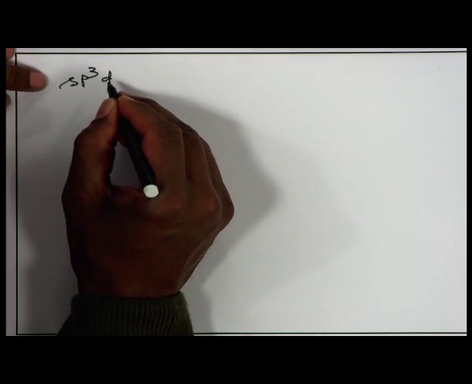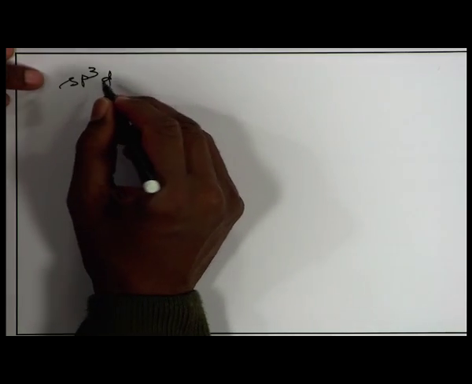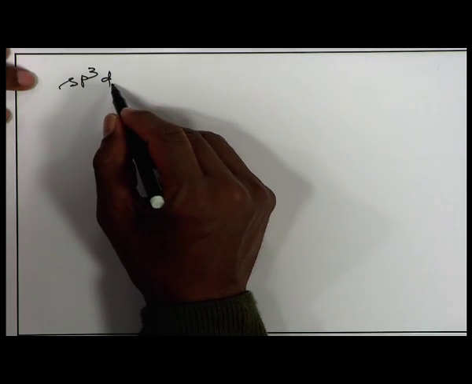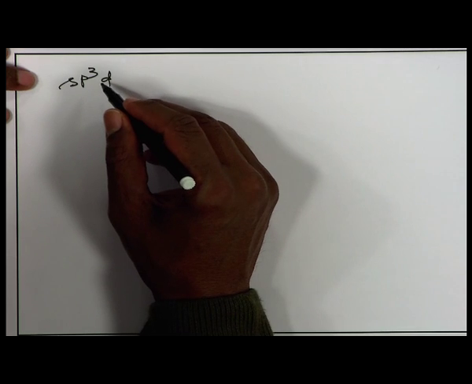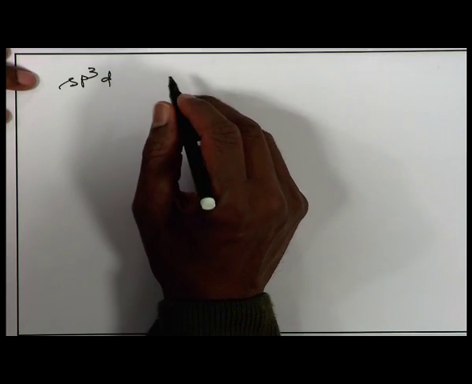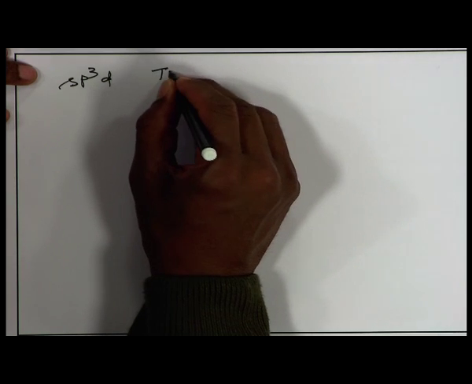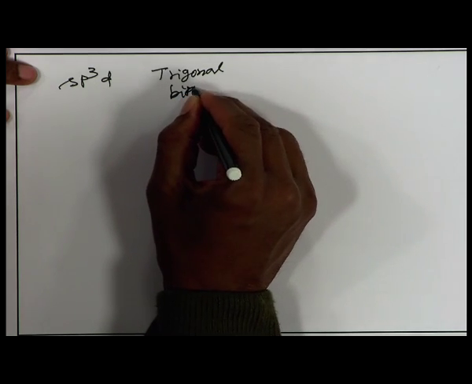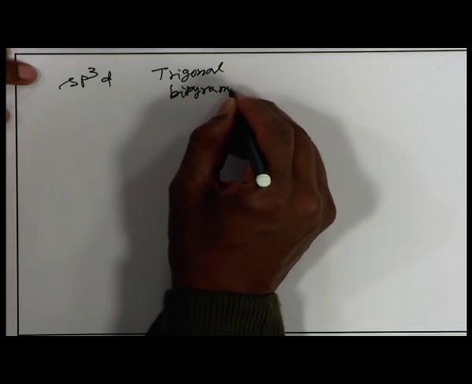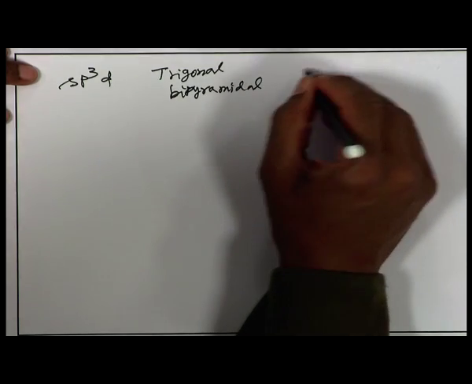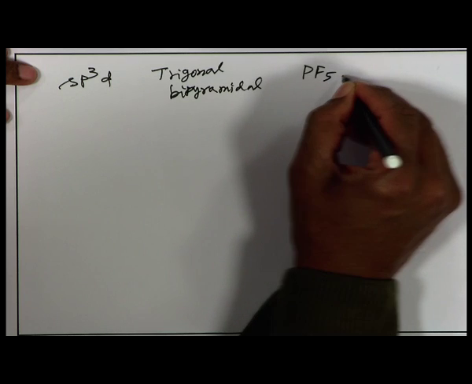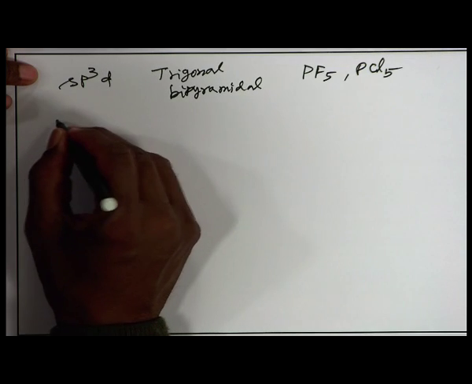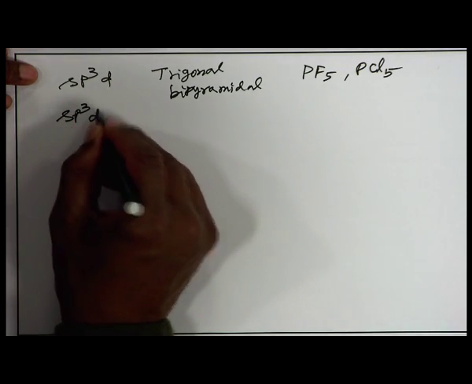sp3d hybridization is possible, and because there are 5 hybridized orbitals, 4 plus another one makes 5, the geometry is trigonal bipyramidal. The examples are PF5 and PCl5. You can also have hybridization sp3d2.